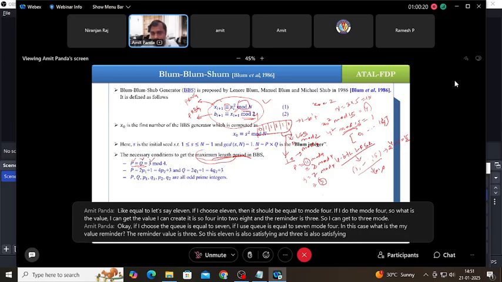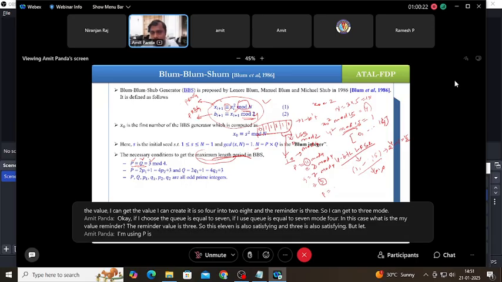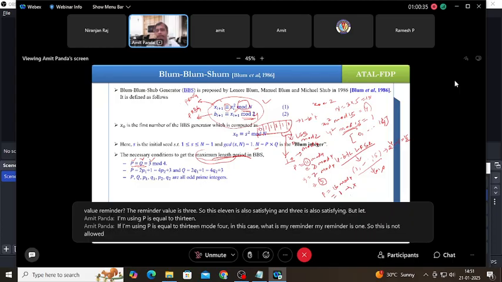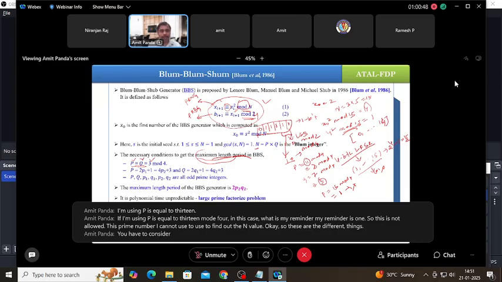But let's say I'm using P equal to 13. If I use 13 mod 4, what is my remainder? My remainder is 1. So this is not allowed. This prime number I cannot use to find the n value. Okay. So these are the different things you have to consider to get the maximum period length.